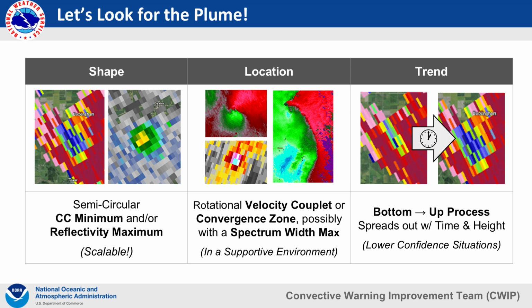First, let's start with the plume shape, a semicircular CC depression relative to its surrounding signal. And the difference between this depression and the ambient signal could be as small as 0.03 to 0.05, depending on the homogeneity of the surrounding CC signal. In cases of low precipitation environments, one may be able to use the behavioral characteristics of a reflectivity max to find a TDS.